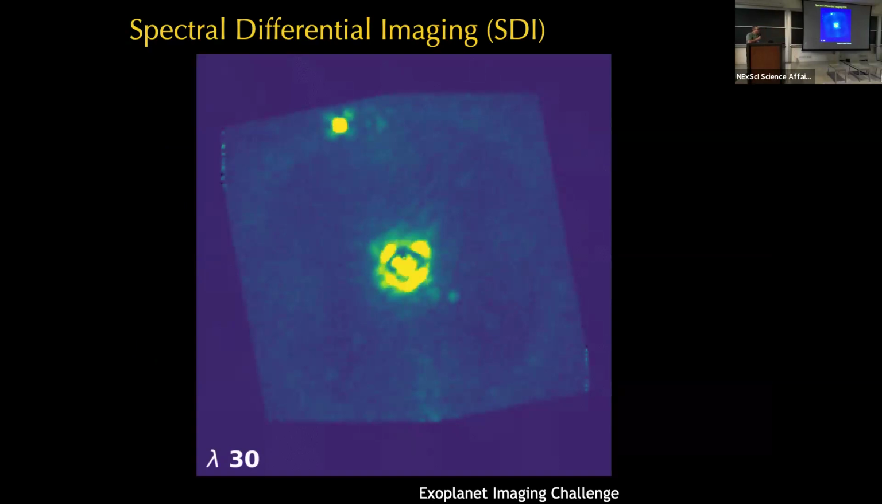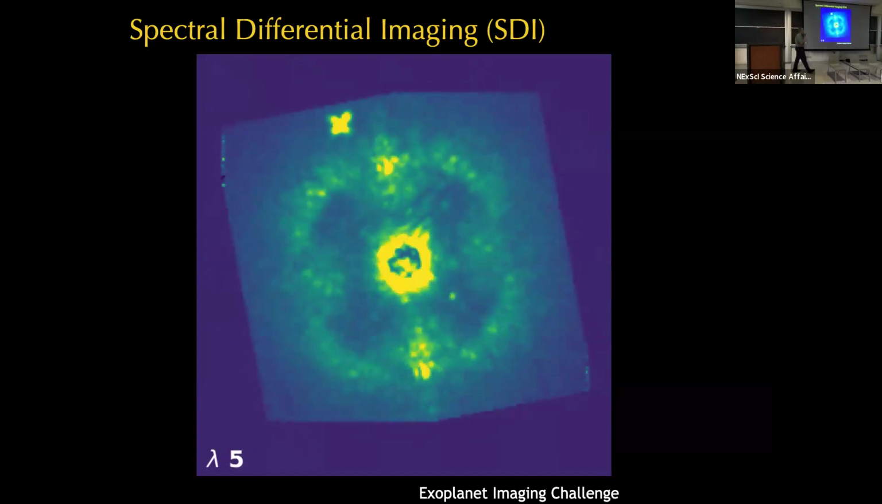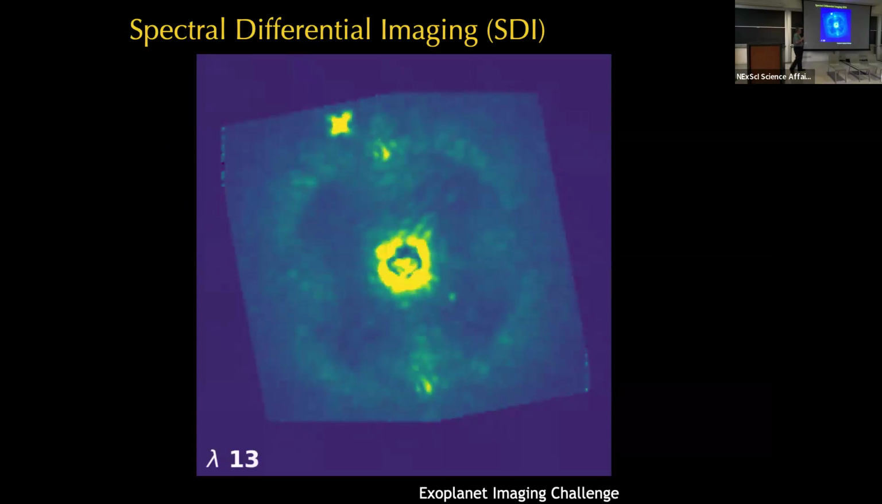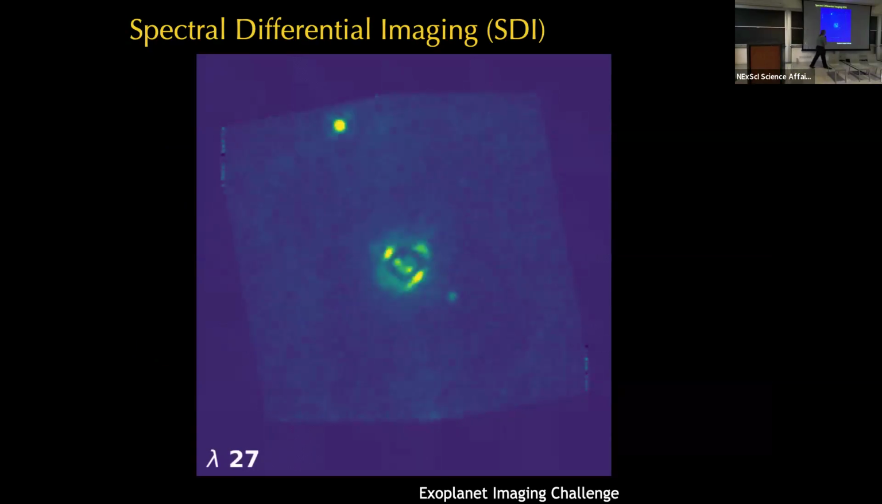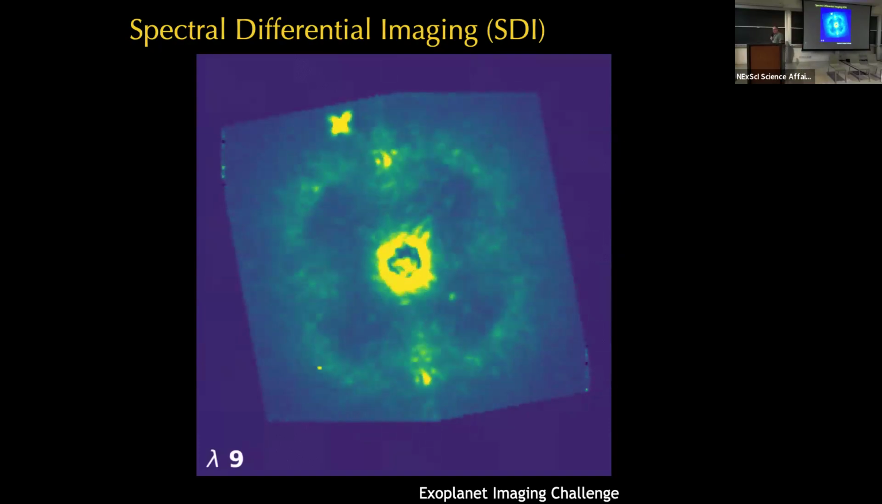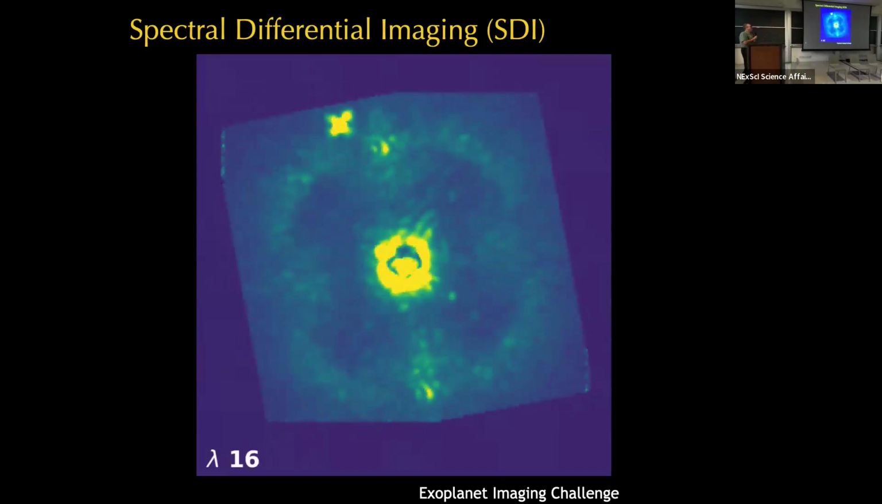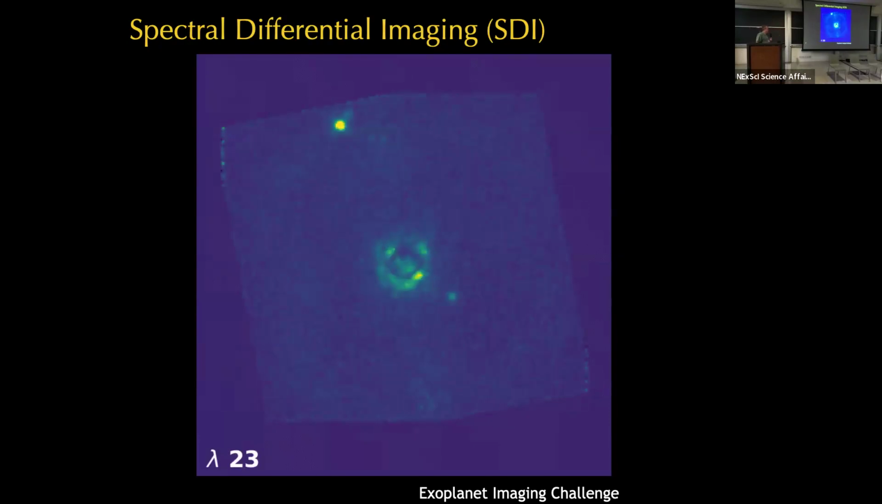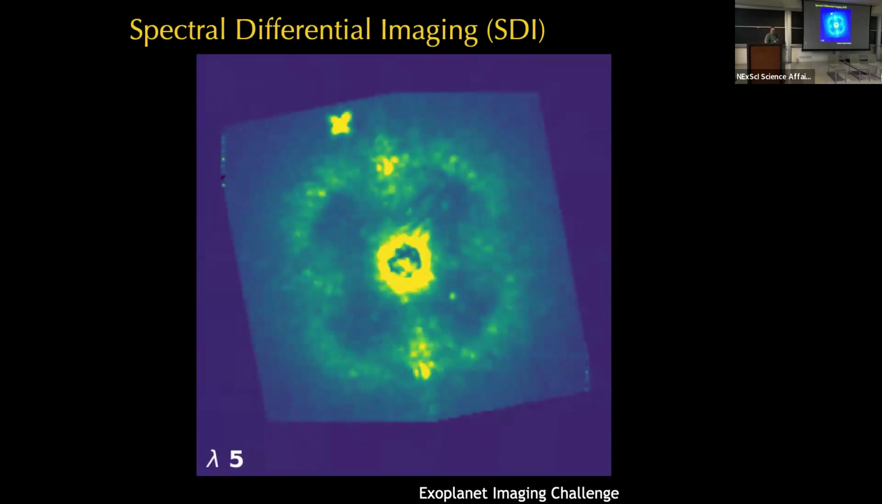Speckles are a diffraction effect. Speckles live in lambda over D space. If you increase the wavelength, if you increase lambda, the speckles are going to move further and further away from the star. And you see two things in this image that are not moving. That thing there and that thing at the top. Those are the actual real objects. Those are not created by diffraction, and so they don't move when you increase wavelength. And so spectral differential imaging, SDI, is one way to get rid of the speckles and be left with the real object.